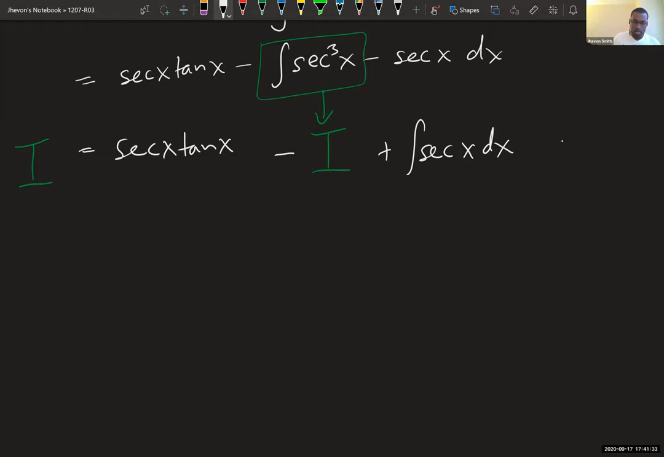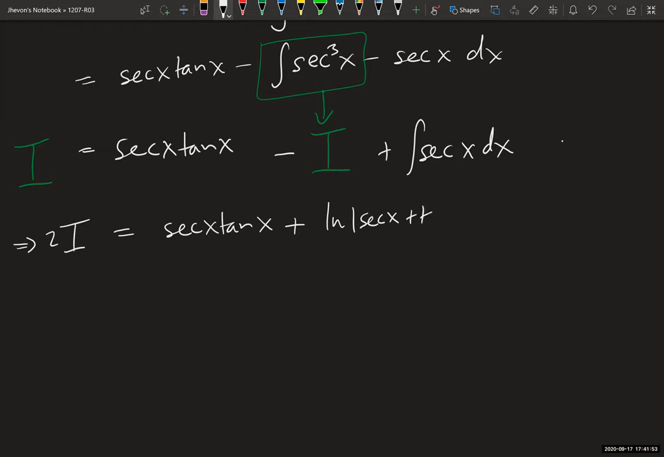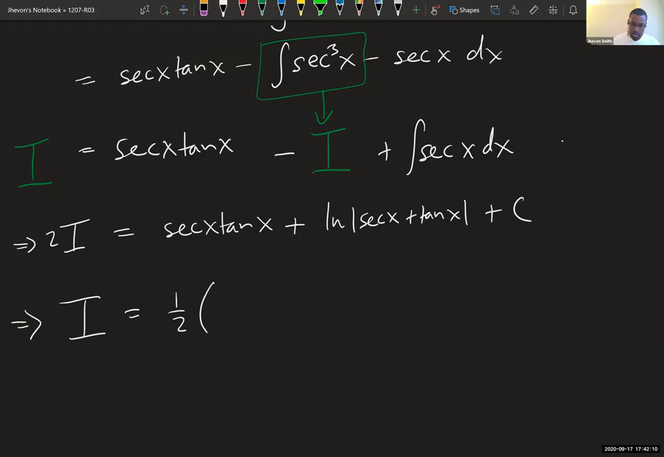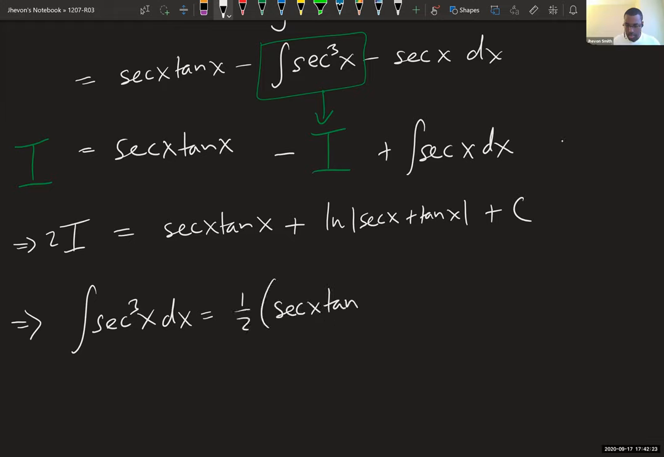So now it's just an algebra problem. This means that 2I is equal to secant x tangent x plus the integral of secant, ln of the absolute value of secant plus tangent. And now you just divide by 2. So your I is equal to 1/2... let me actually just write this out. This means the integral of secant cubed of x dx is equal to 1/2 times secant x tan x plus ln of secant x plus tan x, plus c.